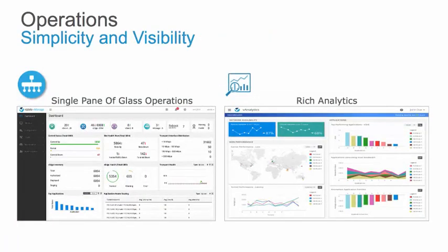The operational simplicity is achieved through a single pane of glass that provides near real-time visibility into your network, correlations based on significant changes, and events that require more attention, which simplifies your troubleshooting and operations.